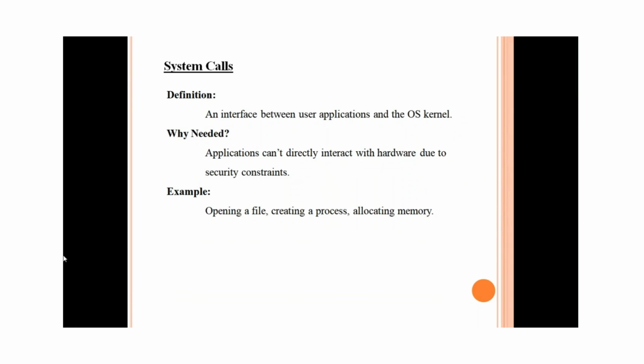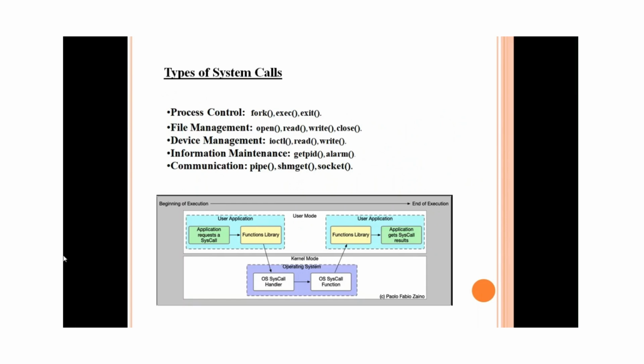Why is it needed? Applications cannot directly interact with hardware due to security constraints. Examples are opening a file, creating a process, and allocating memory. There are several system calls which we use in our daily life, like reading, opening files, and many more. Majorly, there are 5 types of system calls: process control, file management, device management, information maintenance, and communication. We use all these system calls in our day-to-day life, but we do not know them perfectly as they run inside the system.